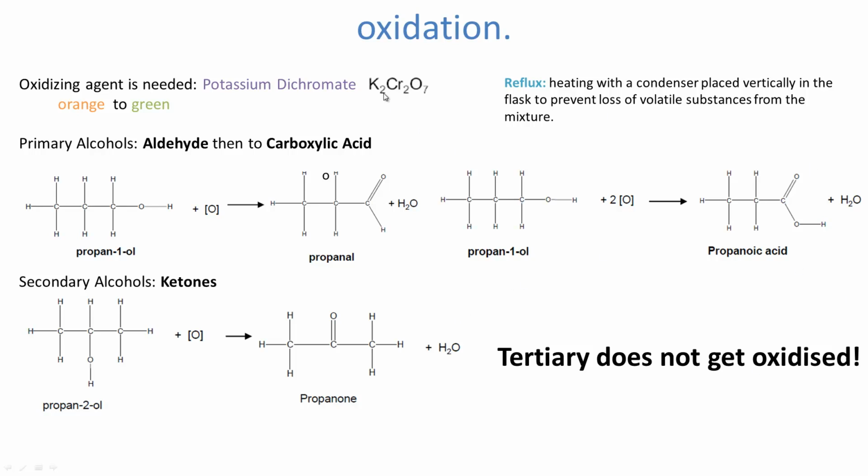Oh, I forgot to mention that in all the reactions the color turns from orange to green. So these two will turn from orange to green, except this one. If the color doesn't change and remains orange, we can determine that the mixture we're using is a tertiary alcohol.